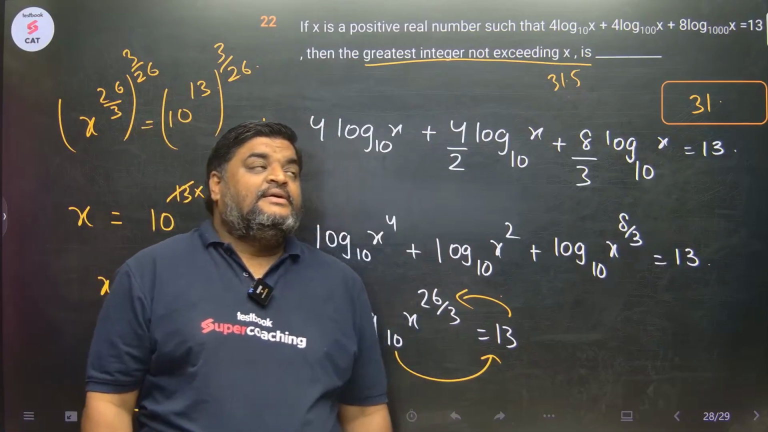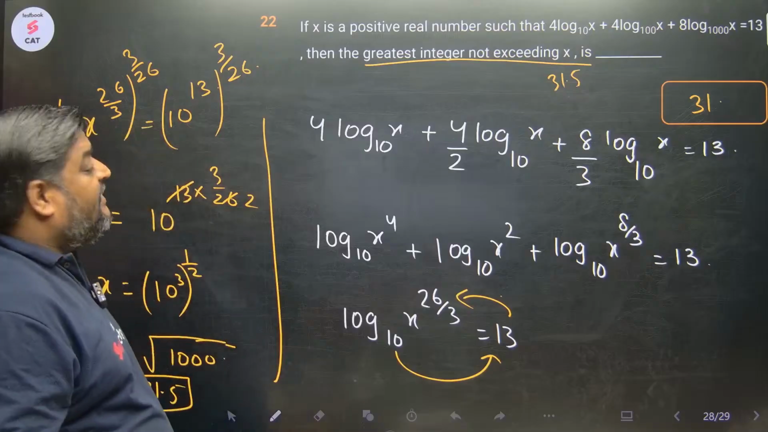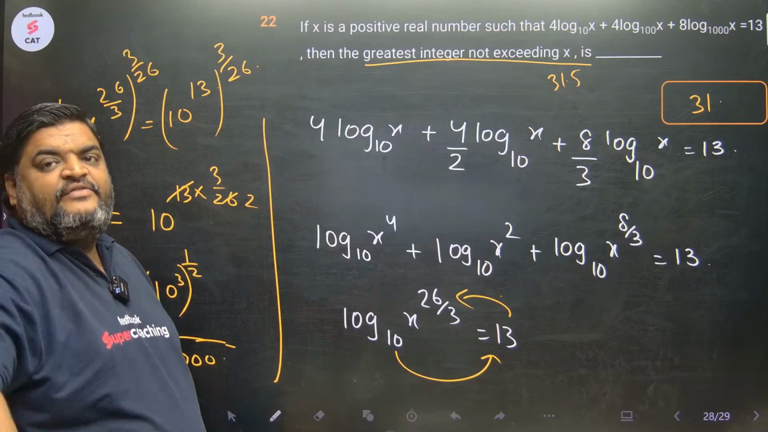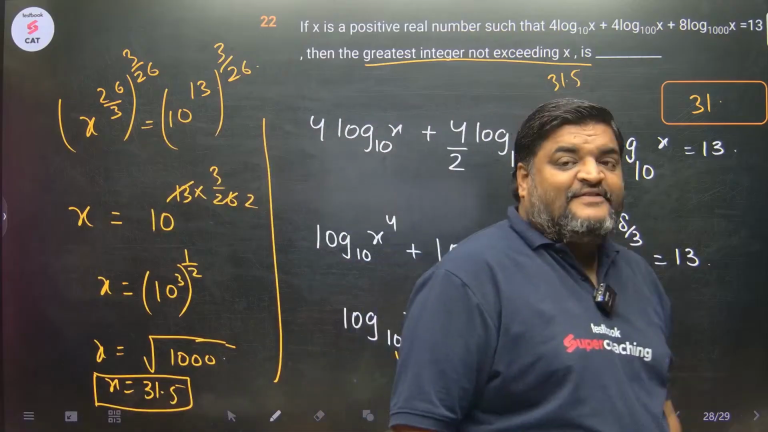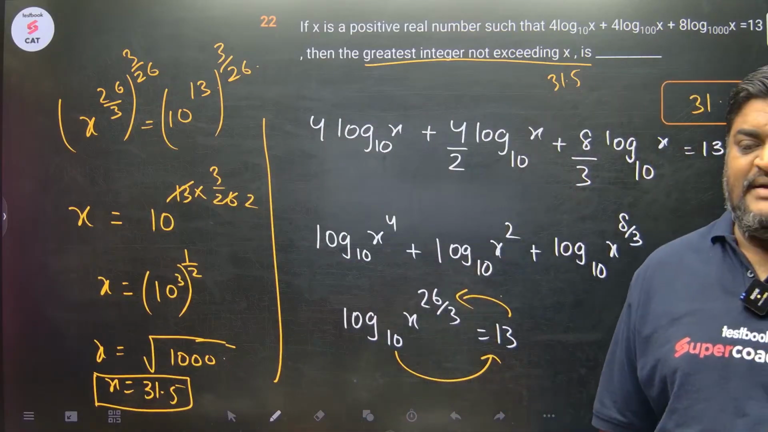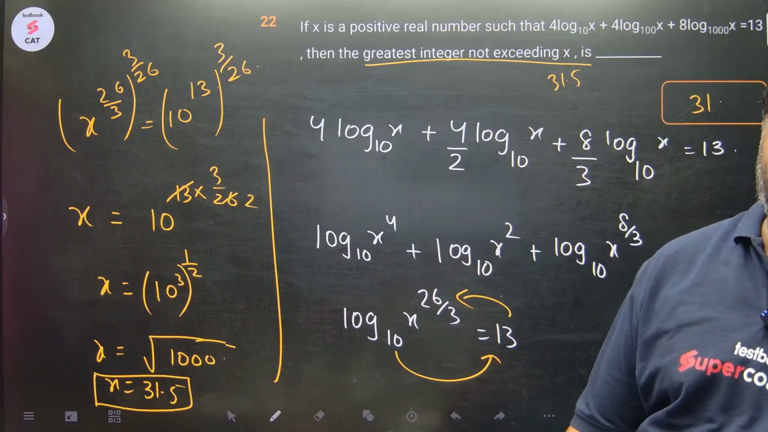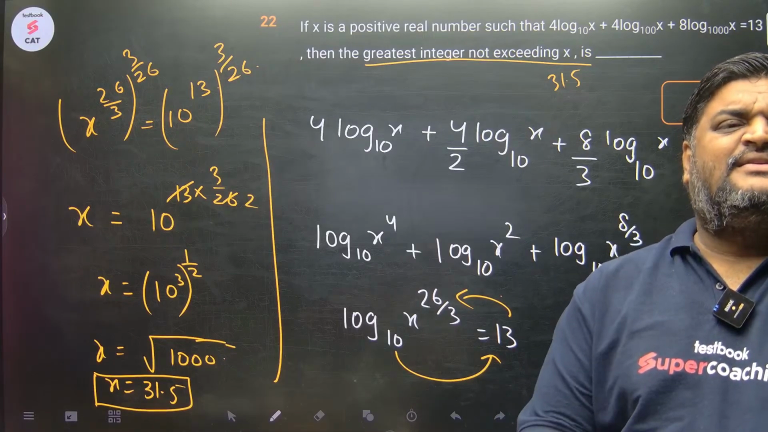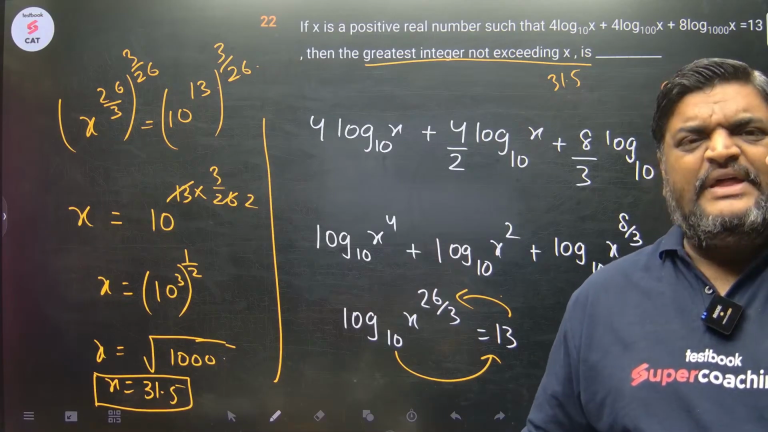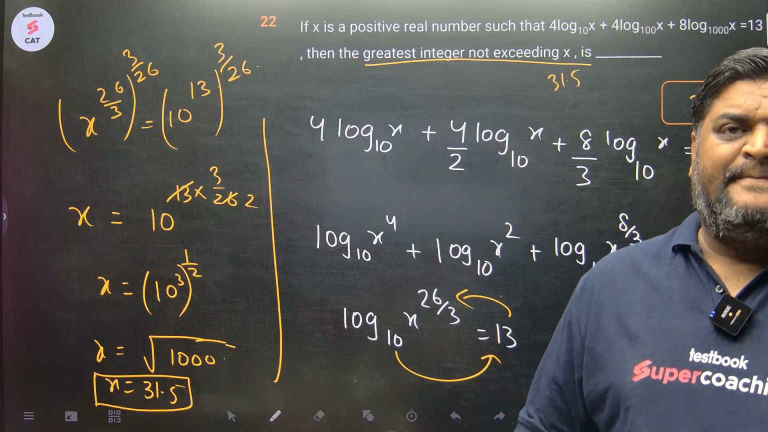Sorted. And guys, we are done with all 22 questions of CAT 2024 slot 1. Were they difficult? Now do the analysis. That is more important.